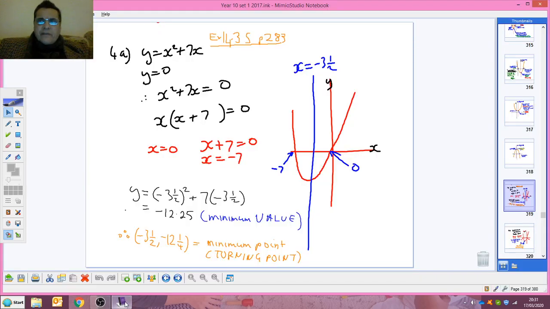So this is a bit of a trial of today's lesson that we did. Some of you might want me to go over it one more time. So here's exercise 14.3 skills, page 283.